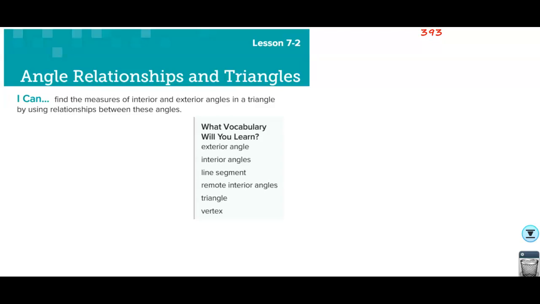All right, angle relationships and triangles. You're going to be able to find the measure of interior and exterior angles in triangles by using the relationships between the angles. So words that you're going to be learning: exterior angle, interior angles, line segment, remote interior angles, triangle, and vertex. Some of those you already know.